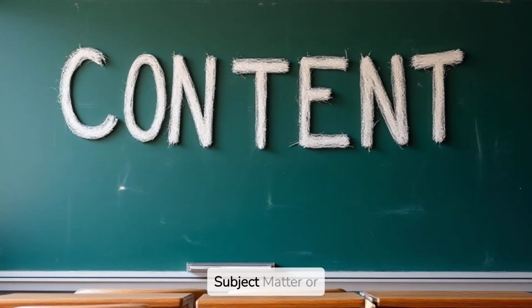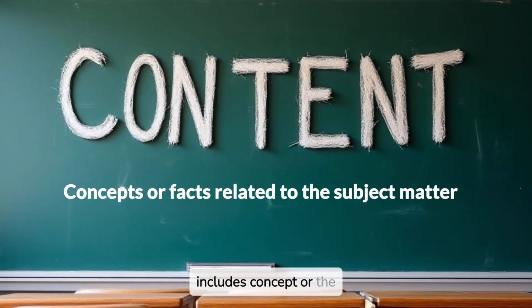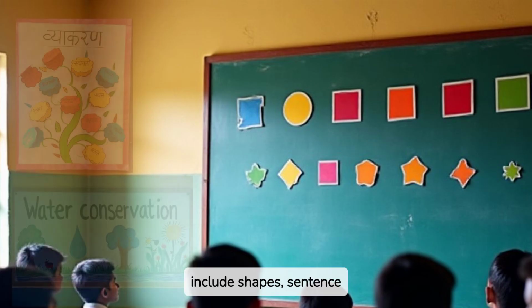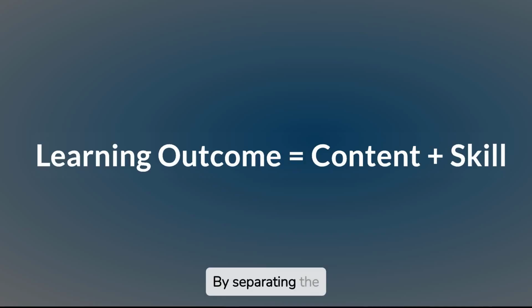Second, we have the subject matter or content. This includes concepts or the specific facts pertaining to the subject matter. Examples include shapes, sentence structure, or the importance of saving water. By separating the skill and content, the outcome becomes much clearer.